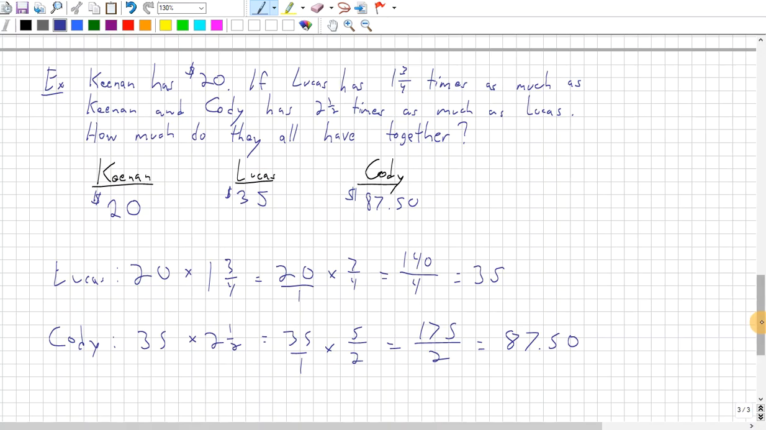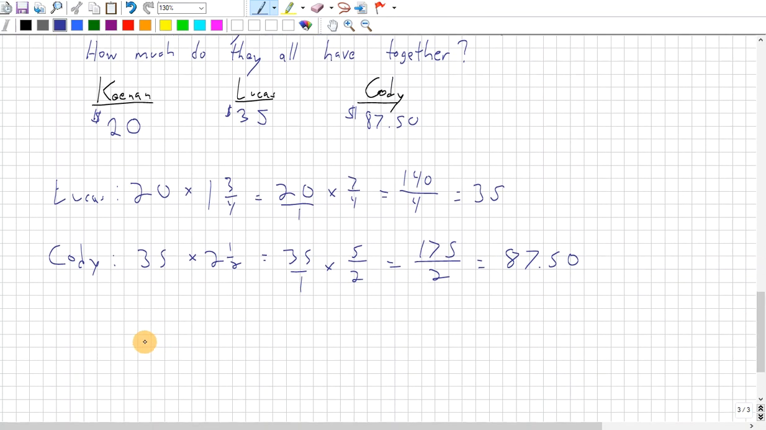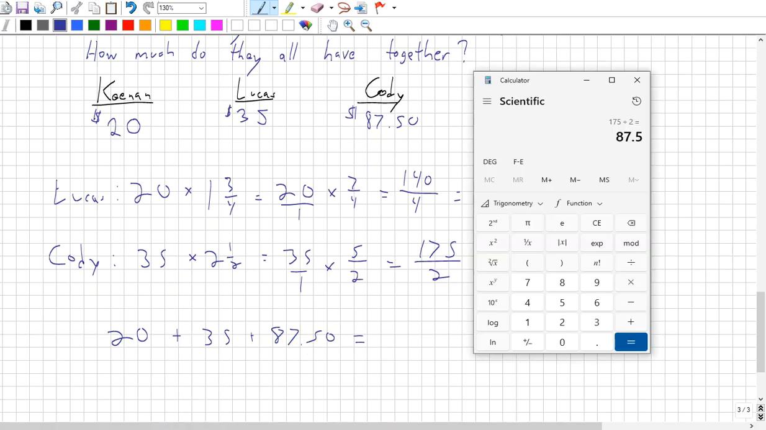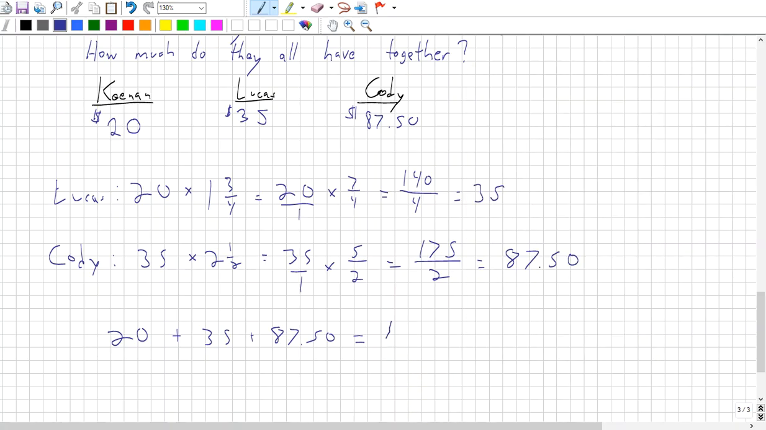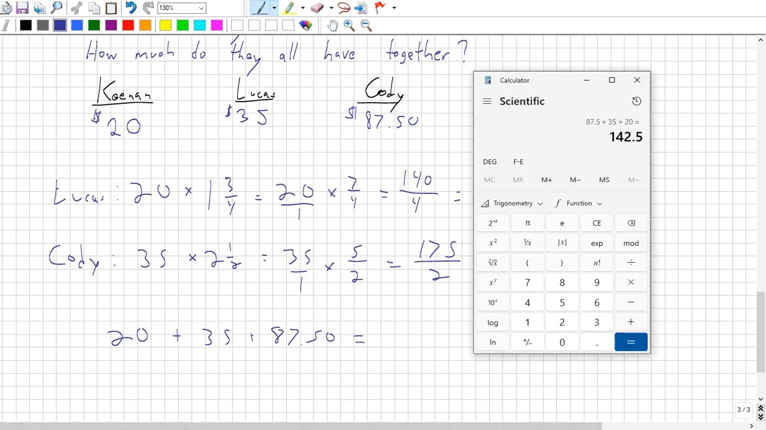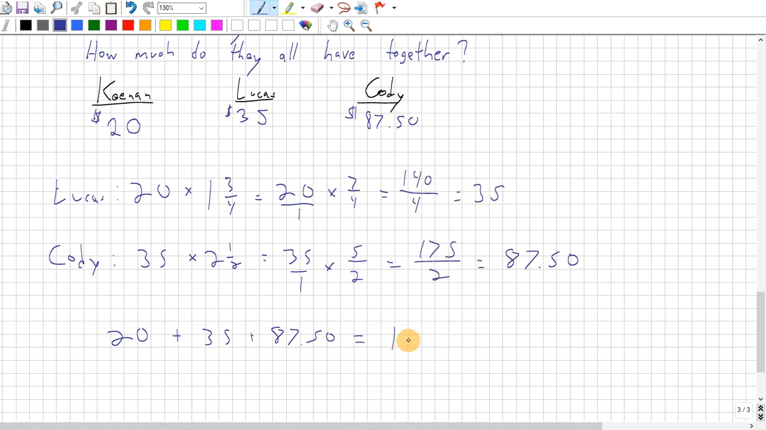How much do they have all together is just a matter of adding all these numbers together. So it's 20 plus 35 plus $87.50. So $87.50 plus 35 plus 20 is $142.50. So because I'm dealing with money too, it's a good idea to, even though the calculator doesn't show me 2 decimal places, put 2 decimal places because in terms of the answer, it makes sense to include them because it's money.